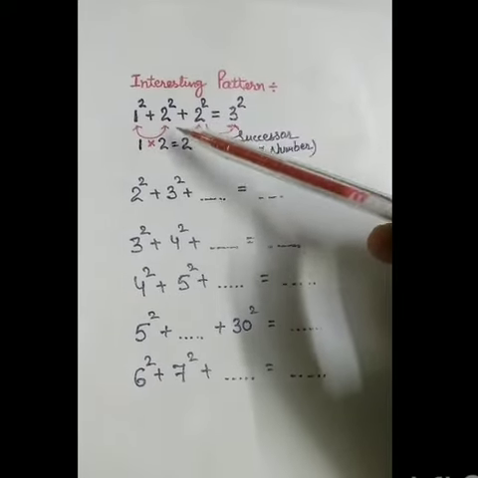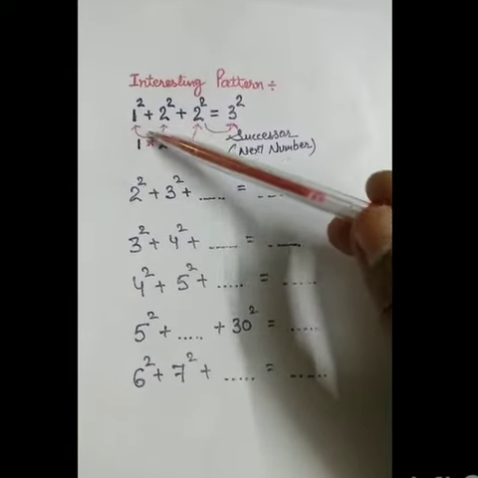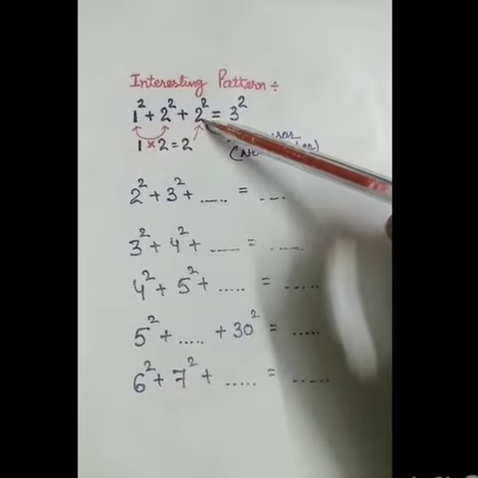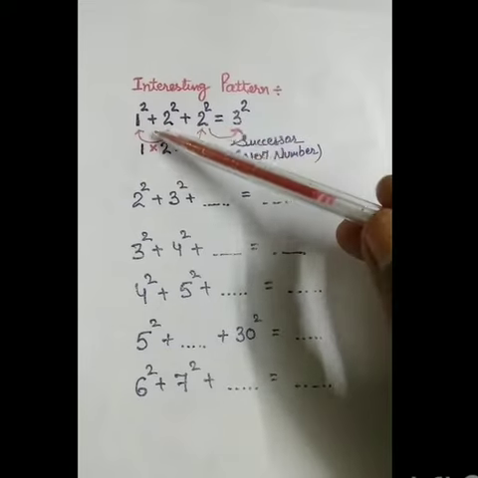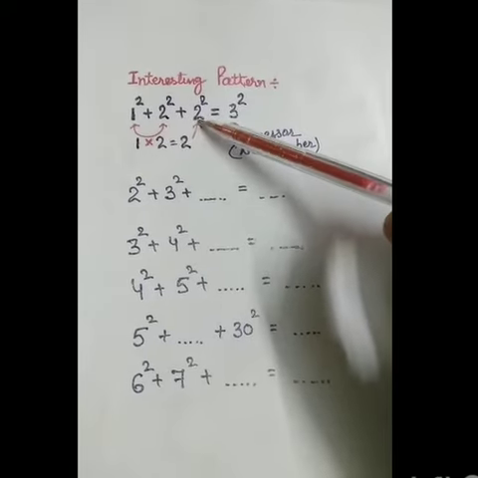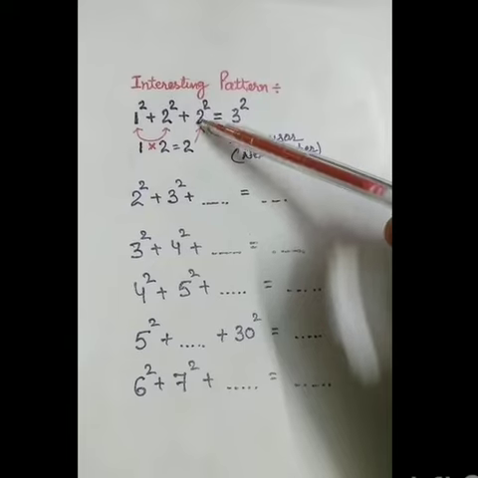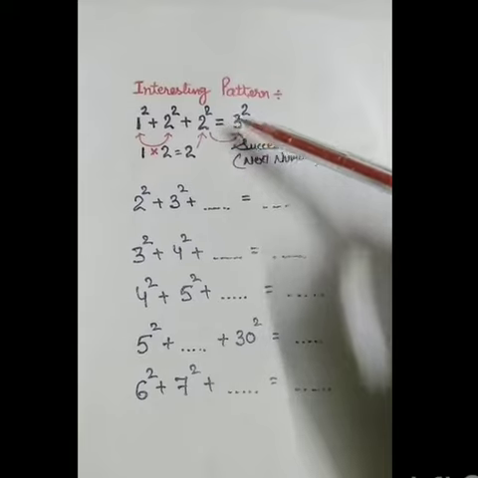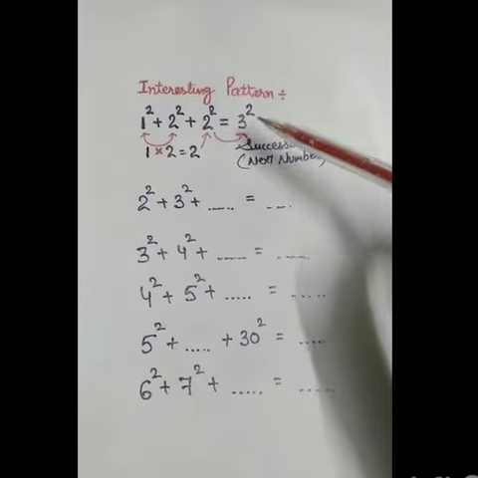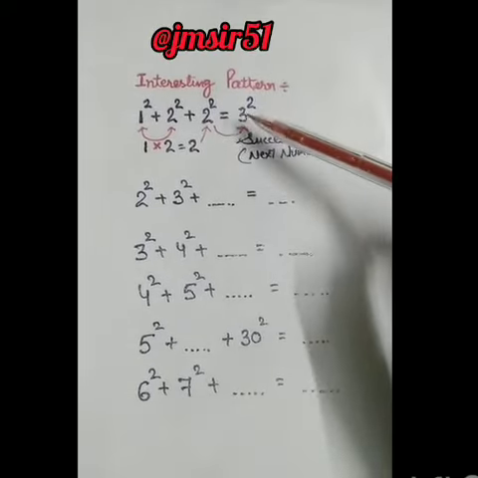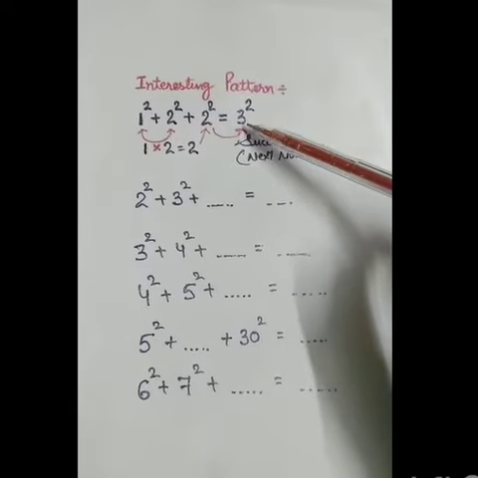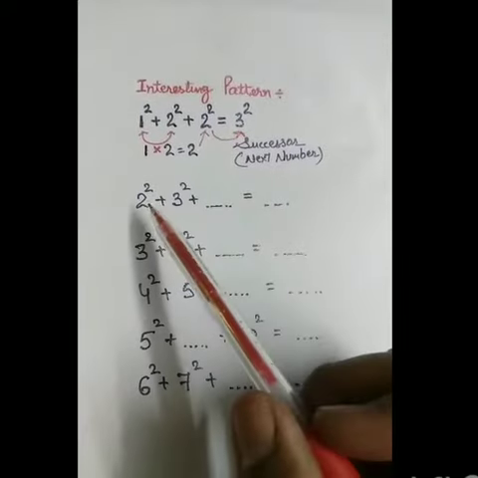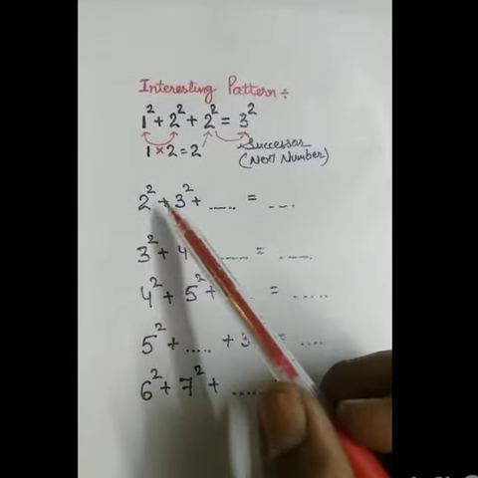So how is it made? When we multiply the first two bases, that is 1 into 2, that is the third base. So 1 into 2 is 2, therefore the third term is square of 2. And on the right hand side, the base is the successor of the third term, so it is 2, therefore it is 3, so square of 3, that is 9. So let me try here, square of 2 plus square of 3.